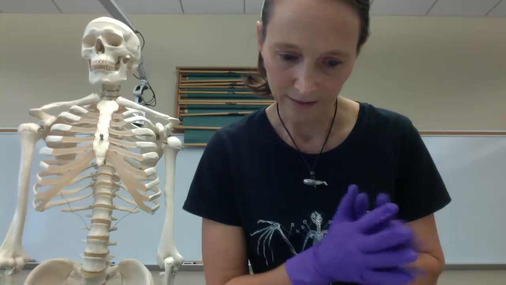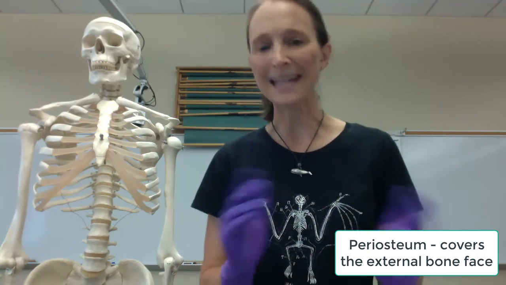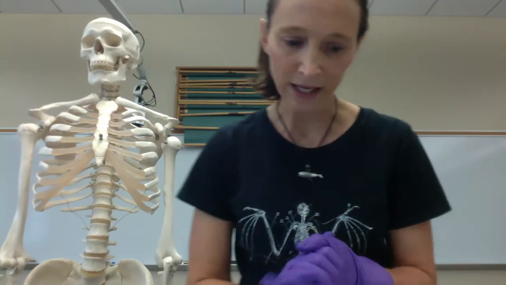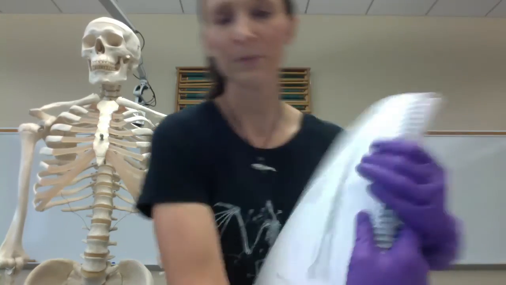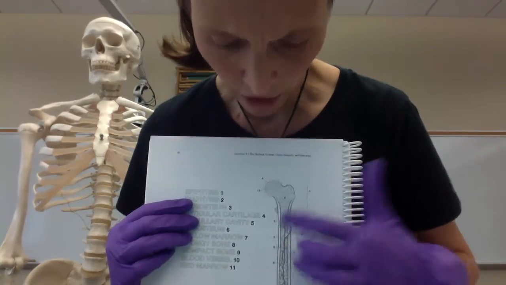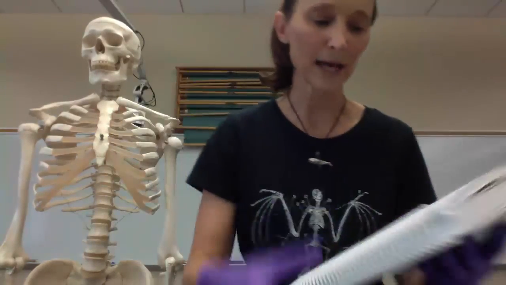Then we have the periosteum. So it's just going to be this connective tissue that surrounds the outside of the bone. And then you're going to have the endosteum, which is a connective tissue lining the inside of the bone and the medullary cavity. So you'll have endosteum inside here. So you can see all that in this diagram pretty well. It's a pretty nice diagram for you, and you can even color it in if you so choose.